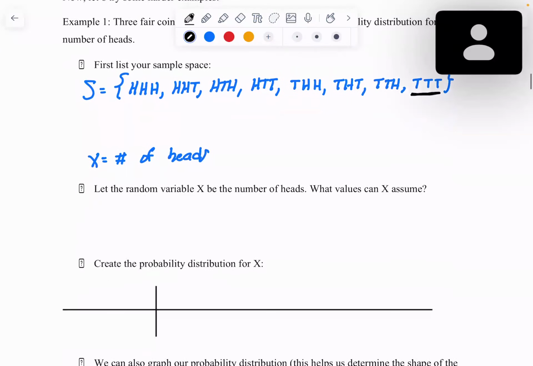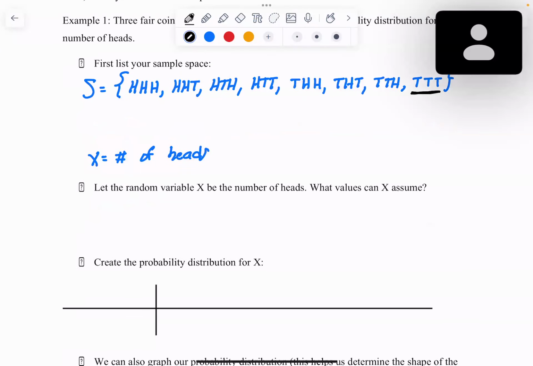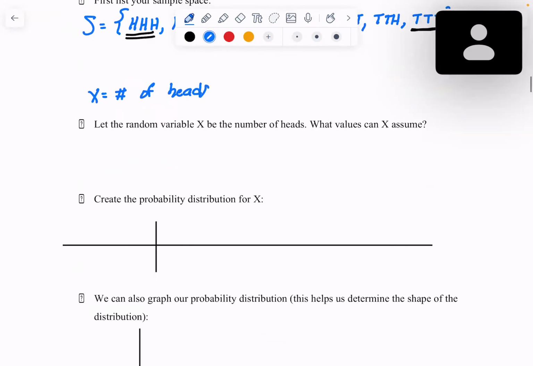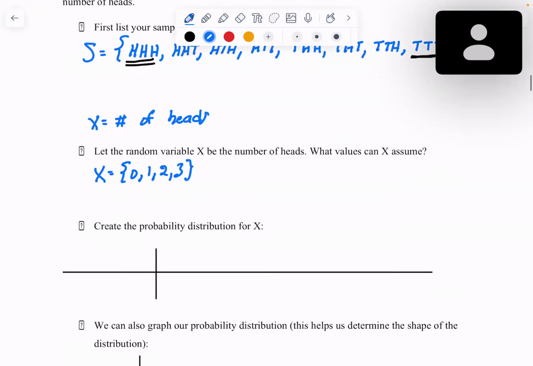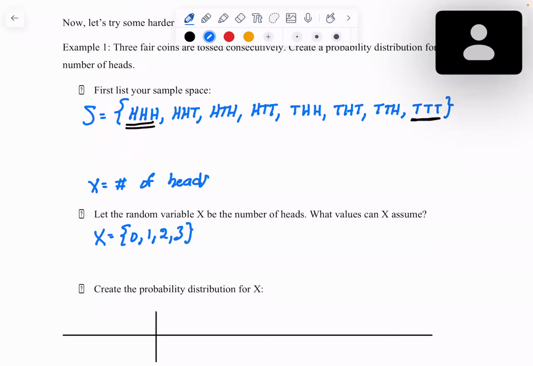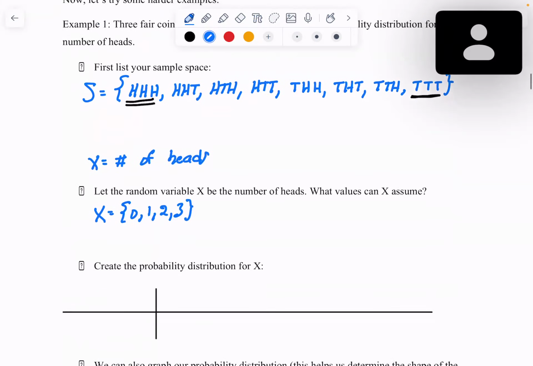So the lowest we're going to have is 0. And whenever I have head, head, head, how many heads are there? Obviously, that one there is 3, right? So the values that X can assume, so X consists of the set 0, 1, 2, and 3. And if you go back up here, you can see that there are places where there is just 1 head, and just 2 heads, and there's 3 as well.